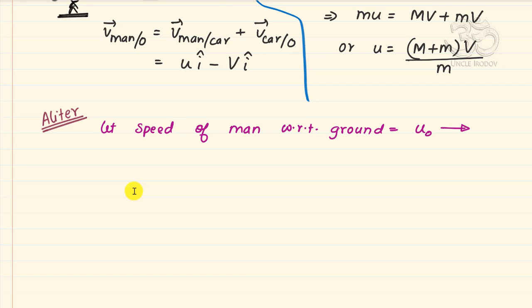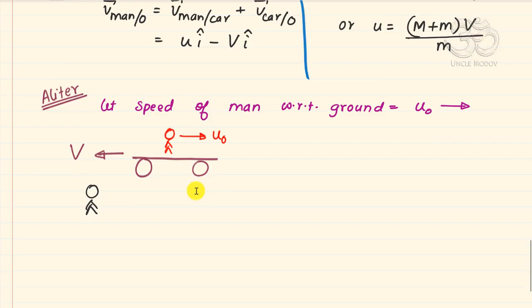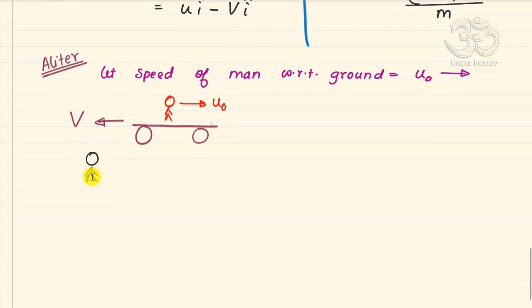So now, a ground frame observer, what will he say? So this guy is the ground frame observer. He sees the railroad car recoiling backwards with a speed capital V, and this ground observer sees this man move forward with a speed u naught, where both the speeds are with respect to the ground. So what this guy says is that again the momentum should be conserved. So he says P initial is equal to P final.